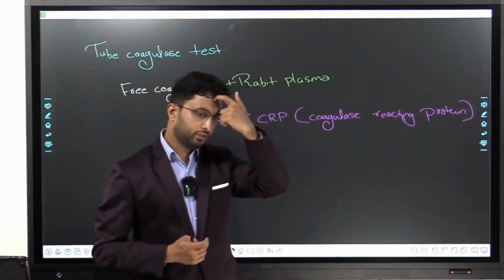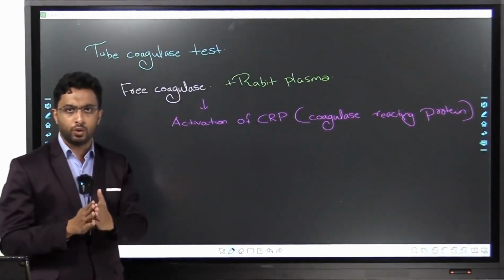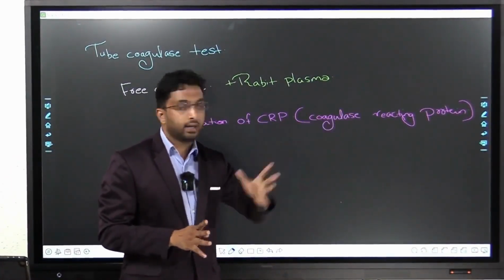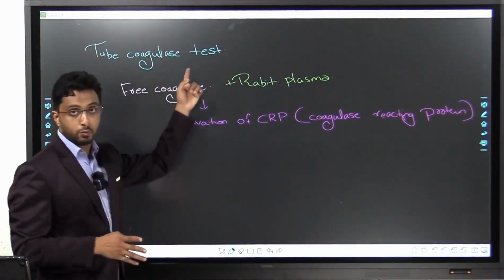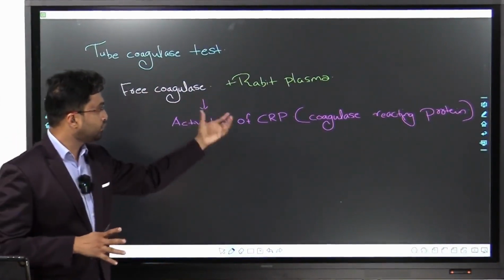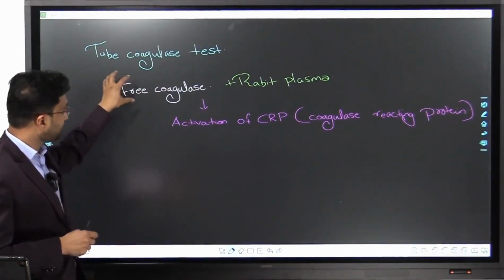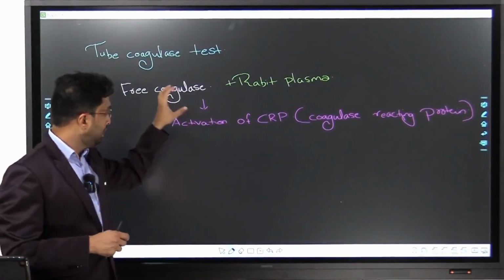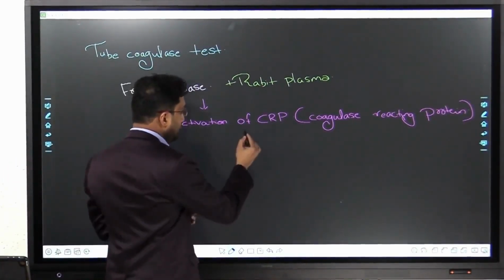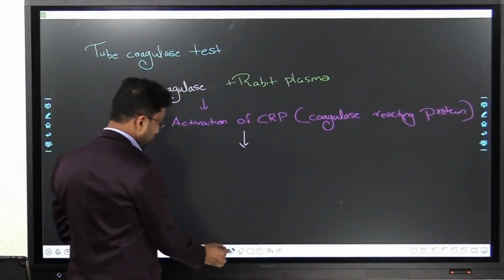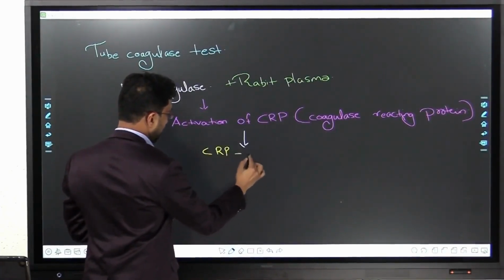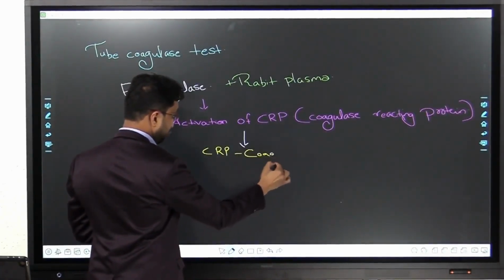You get a question: which of the following types of coagulase test involves the activation of coagulase reacting protein? It is the tube coagulase test. I will tell you in detail. The presence of free coagulase in rabbit plasma leads to the activation of CRP. Now what happens? You get a complex of CRP and coagulase, or free coagulase to be very specific.